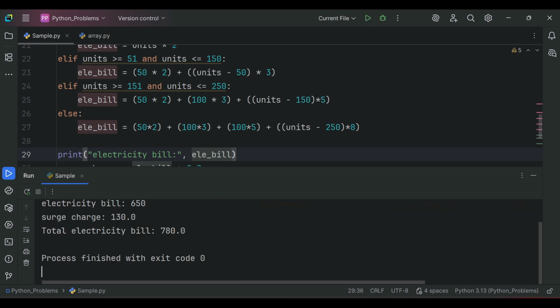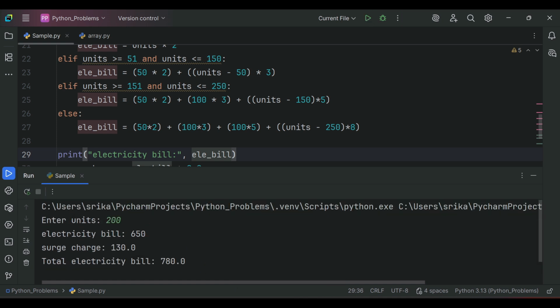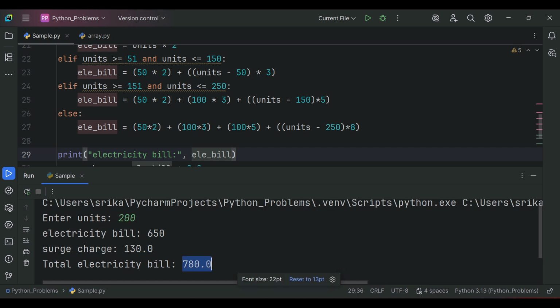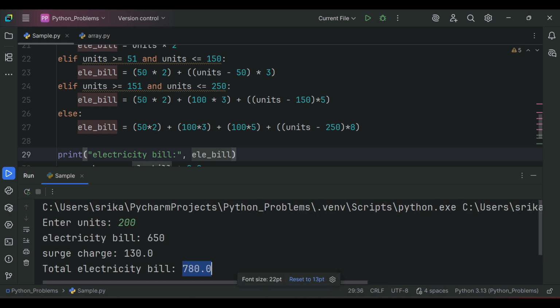Now I am mentioning 200 units. That means the first 50 is 100 rupees, and the next 100 at 3 rupees is 300. 100 plus 300 is 400. The remaining 50 at 5 rupees is 250. 400 plus 250 is 650 rupees. The surge charge is 130 rupees, so the total is 780 rupees. If you do the paper calculation, you will understand very easily.